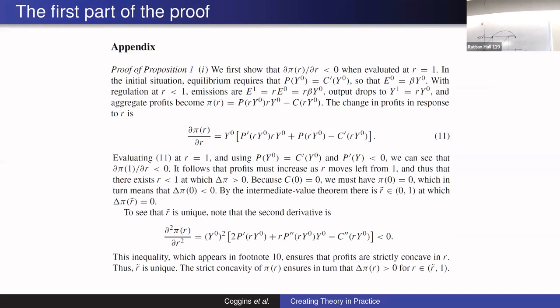So then we get the second derivative of pi must be strictly negative. So it can't do something squiggly. The range where profits increase is a single interval. Anyway, this is the extent of language we felt it took to really nail down the first part of that theorem proposition.